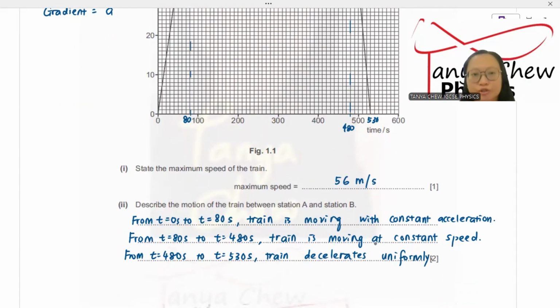Whenever you are asked to describe something, describe the motion, try to use more of the words like constant, uniform, increasing, decreasing, something like that. Yeah, that is the answer.